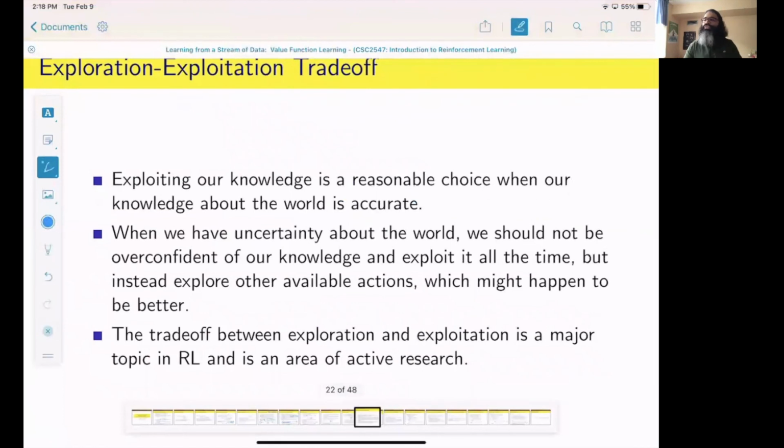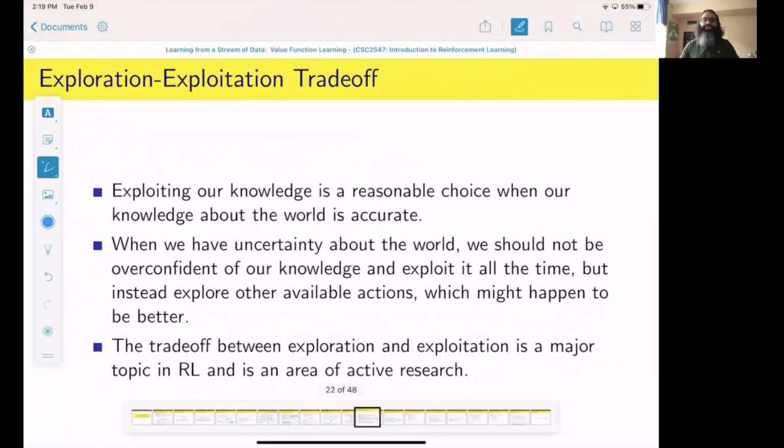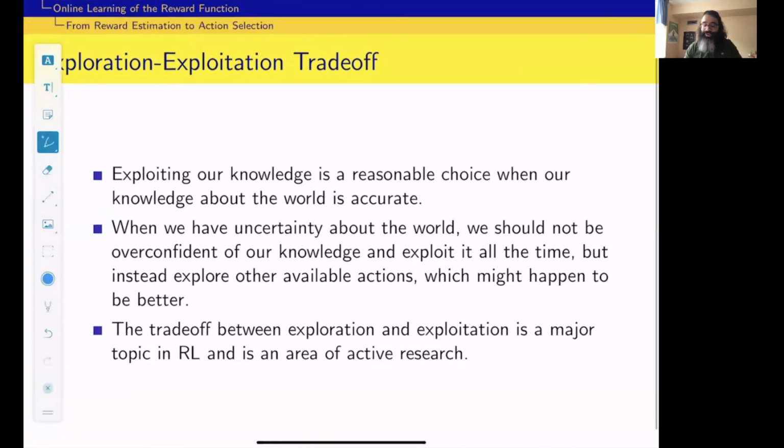This brings us to this famous trade-off in reinforcement learning, called the exploration exploitation trade-off. We want to exploit our knowledge if the knowledge is accurate. If the knowledge is completely accurate, then we should always exploit it. But when we have some uncertainty about the world, we should not be overconfident about our knowledge and exploit it all the time, because we may miss other possibilities, other actions. So it is better to occasionally choose other actions in order to increase our knowledge.